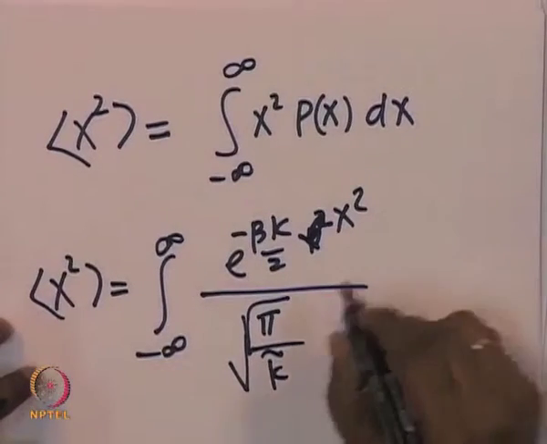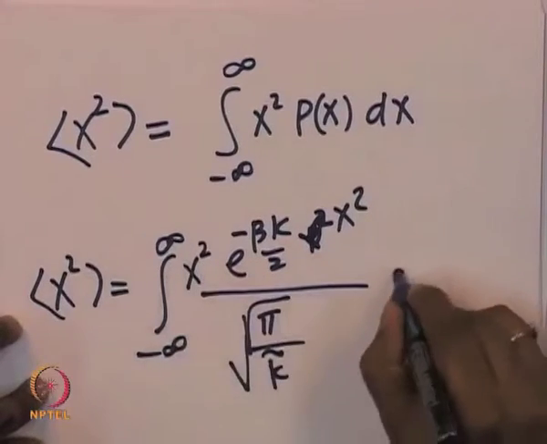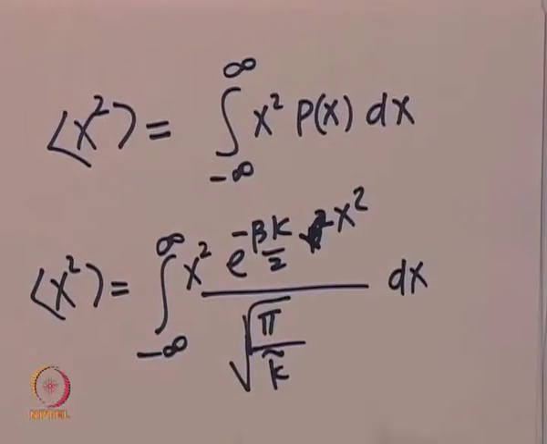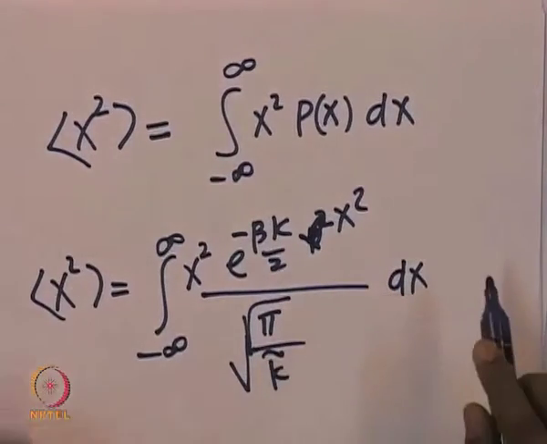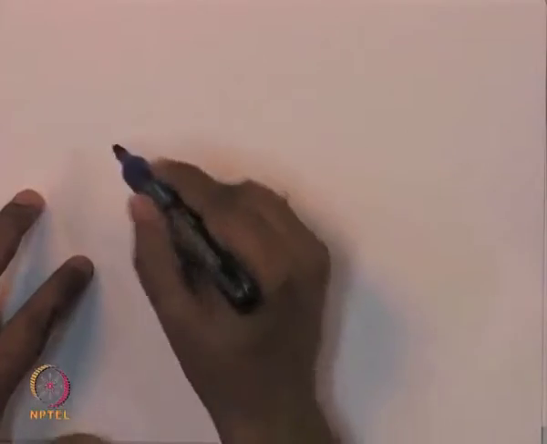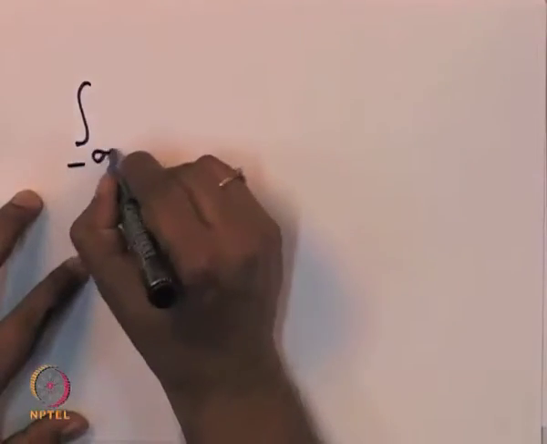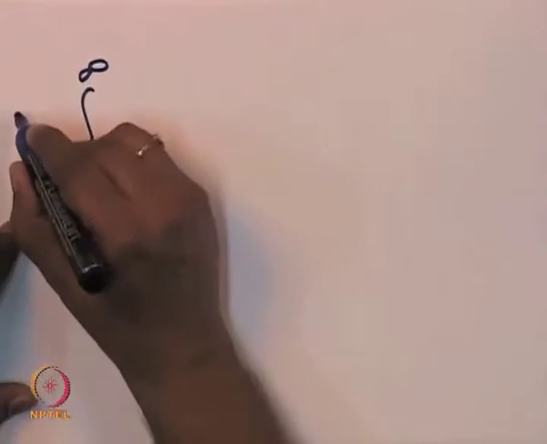So, now here you have root of pi by k tilde, and you have to multiply with x square and integrate over this. Again, let us call beta k by 2 as k tilde. This integral will turn out to be a very simple integral, if we do this correctly. So, what do we have? We have the integral from minus infinity to infinity, with 1 over Z, which is root of pi by k tilde, taken out.